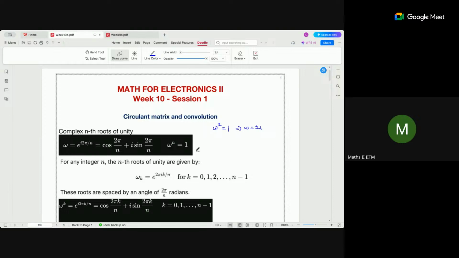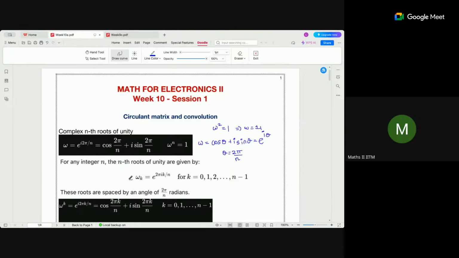We know that any complex number can be written as cos theta plus i sin theta, which is nothing but e power i theta. Now what is theta here? Here theta is given by 2 pi by n. Why is this 2 pi by n coming? We'll see that. I'll explain why theta is 2 pi by n.